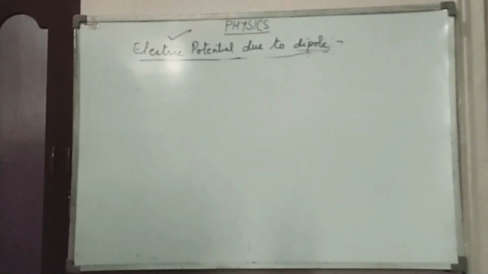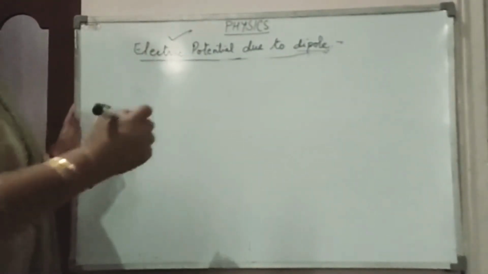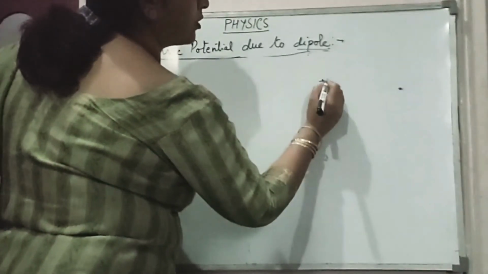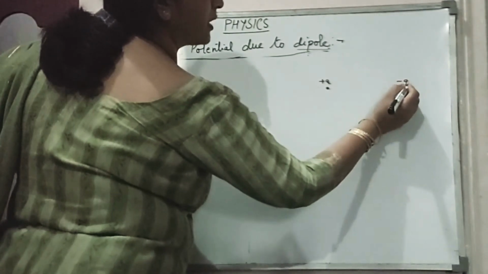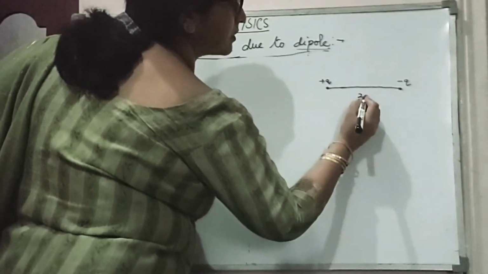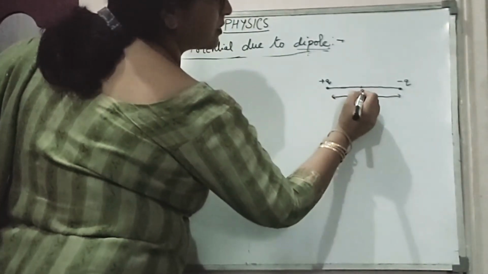Since electric potential is a scalar quantity, the scalar sum, algebraic sum, is applicable. For dipole, we will consider these equal and opposite charges plus q and minus q separated by a small distance. That distance is represented by 2a. This O is the center of the dipole.